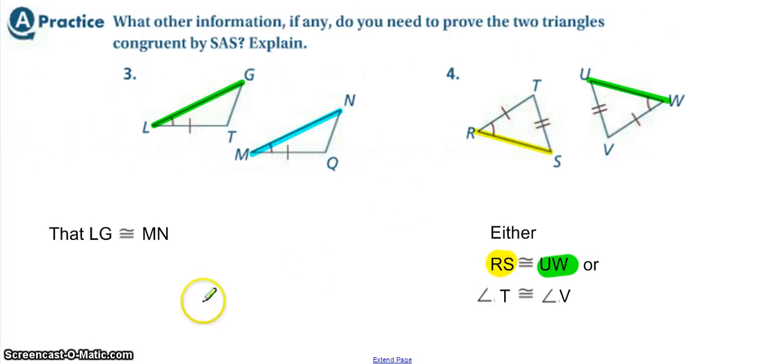Or, I'm going to change my color coding here, because we already have two pairs of congruent sides, we have RT congruent to VW and TS congruent to UV, we could just make the included angle between them congruent, and if we knew that angle T was congruent to angle V, then we would easily be able to show from side, angle, side that these triangles are congruent.